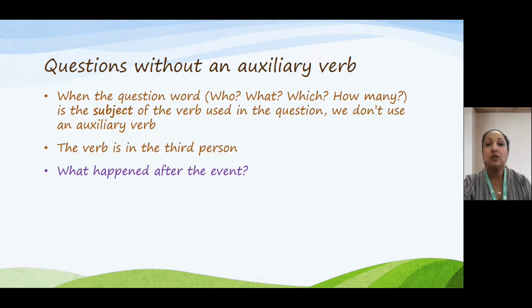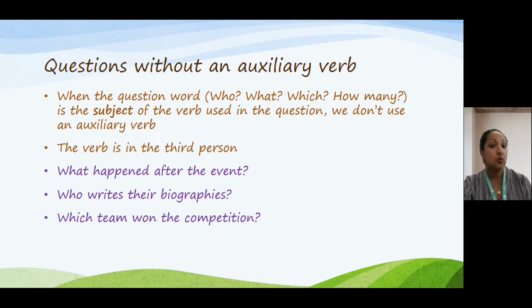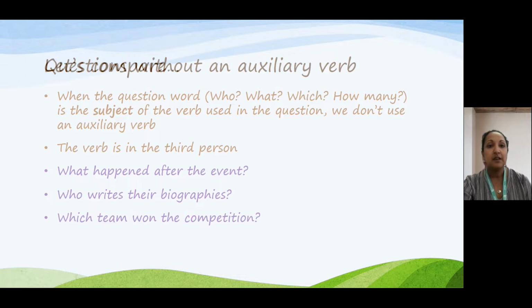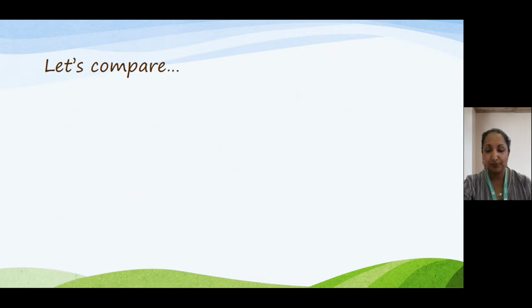For example, what happened after the event? There's no auxiliary verb. Who writes their biographies? Again, no auxiliary verb. And we can see the verb is in the third person because we can see the S in that present verb. Which team won the competition? Compare the two.